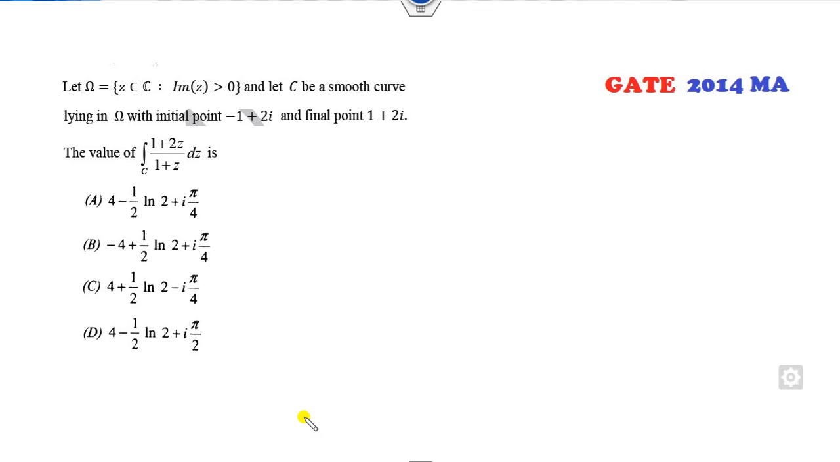Okay, look at this another one. Omega is all those points such that y is greater than 0. Again, my domain is strictly y greater than 0. Here we can draw the graph. The starting point is x equals minus 1, y equals 2. The final point is x equals plus 1, y equals 2. So A to B, then the integration of this.